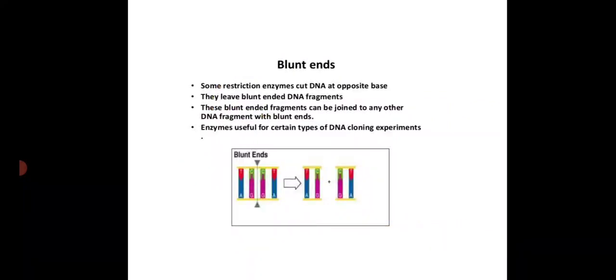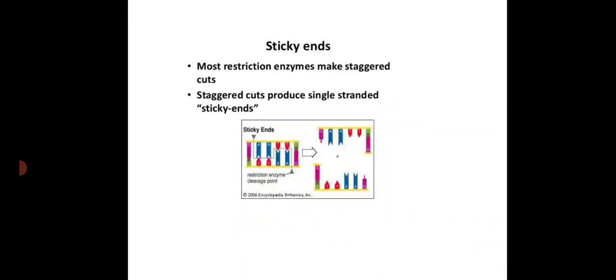Blunt ends are produced when some restriction enzymes cut DNA at opposite bases. They cleave to give blunt end DNA fragments. These blunt ended fragments can be joined to any other DNA fragment with blunt ends. This is useful for certain types of DNA cloning experiments.